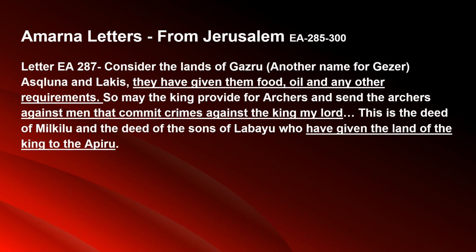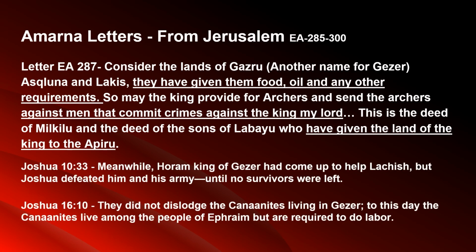Another Amarna letter talks about Gezer and that they were giving food and other refreshments, specifically that they were giving these stuff over to the Abiru and that they had been giving their land to the Abiru. Now this letter specifically states that this is a crime against the king and he's requesting military help to punish these other cities, which is interesting because according to Joshua 10:33, Gezer went up to help and Joshua defeated both of these armies until there were no survivors. And then we hear in Joshua 16:10 that they didn't dislodge the Canaanites from this city because they had made an agreement and they were giving tribute. In the Bible, it talks about labor, but it's not hard to imagine that they would have given some supplies as well.